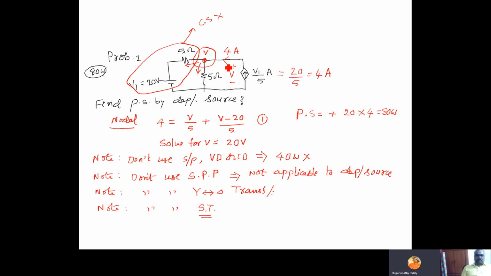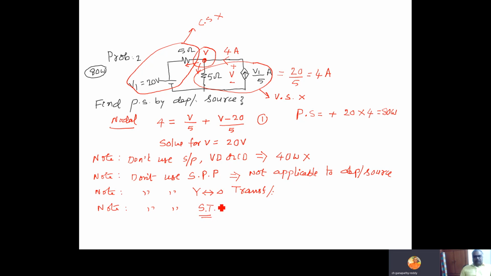Can we change this current source into voltage source? It's a current source in parallel with a resistor. Again, no. Why should we not use voltage source? You are finding V across this. Once you change this into voltage source, this current source disappears. Then where you are finding V is confusion. Therefore, don't change this into voltage source, and don't change this into current source. So therefore, don't use source transformation.